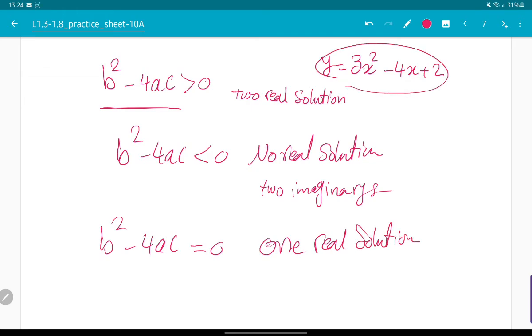Let's check this one. b squared minus 4ac, a equals 3, b equals negative 4, c equals 2. b squared is negative 4 squared, which is 16, minus 4 multiplied by 3 multiplied by 2, which is 24. The answer will be negative 8, which is less than 0. Less than 0, we have no real solutions.